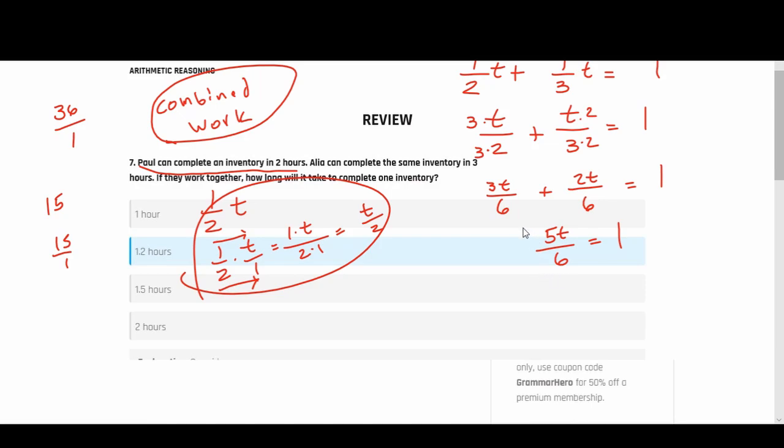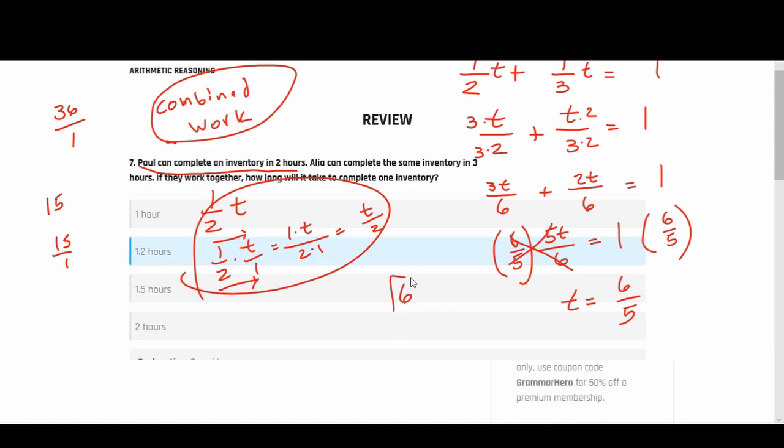Now we're solving for t, so I'm going to multiply this by the inverse, which is going to allow these two to cross out, and what I do to one side, I have to do to the other. This becomes t equals, anything times 1 is itself, 6 over 5. We can see that 6 over 5 isn't an answer choice, so we have to be mindful of the fact that this is a fraction which can easily be converted to a decimal by doing long division.